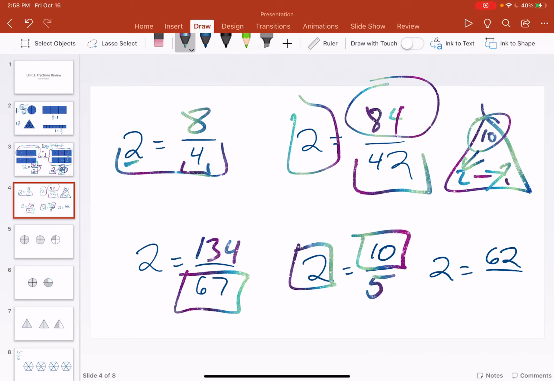Okay, so same thing if I was given this number instead, I would have known that 5 times 2 is 10. Okay, so looking here, I have 62, and I know I have 2 whole pieces, so 62 divided by 2. Okay, 60 divided by 2 is 30, and then 2 divided by 2 is 1.